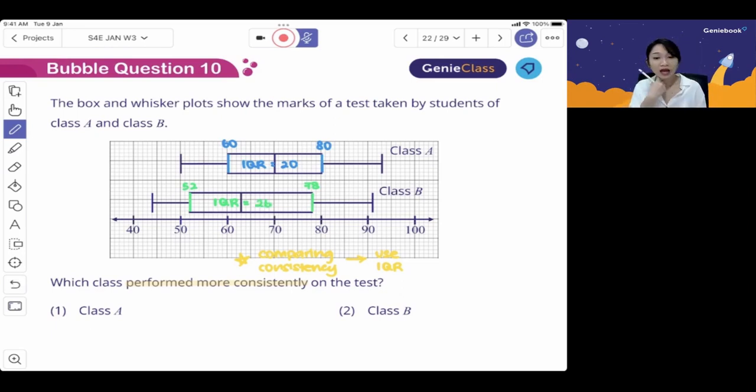Which class do we say performed more consistently? Remember, consistency is when everyone's scores are closer together, right? So we want a smaller spread. More consistent means a smaller spread. So we are looking for the smaller interquartile range, and that will be from class A. Very well done. Very, very good.